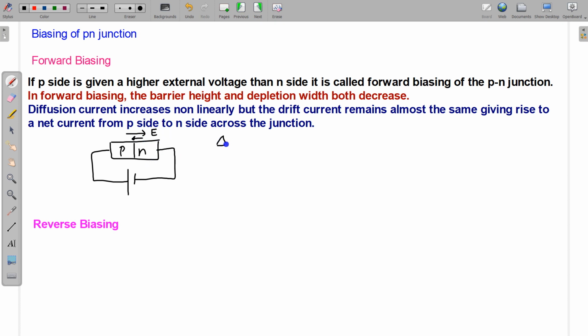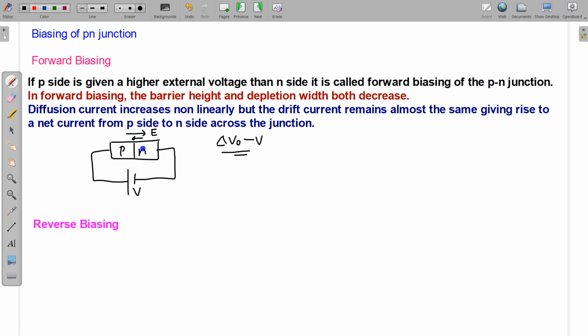Initially the potential barrier is, suppose, delta V naught, and if you apply this battery of V, now the potential barrier is of this height, it is delta V naught minus V, whatever we apply here. Initially, when it is unbiased, it was delta V naught. Now it is equal to delta V naught minus V.